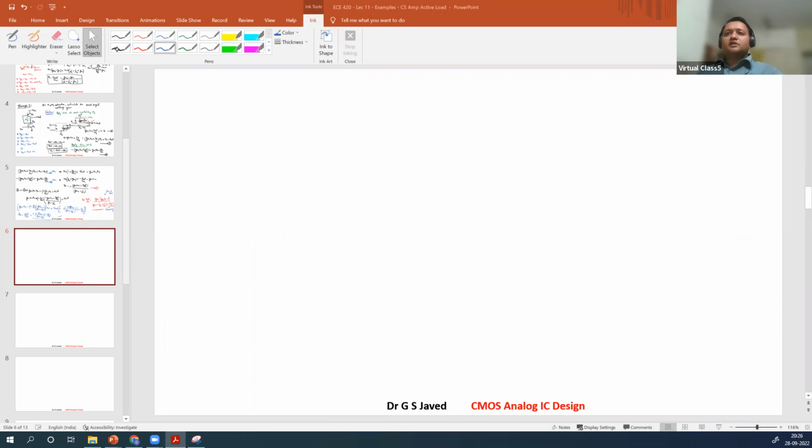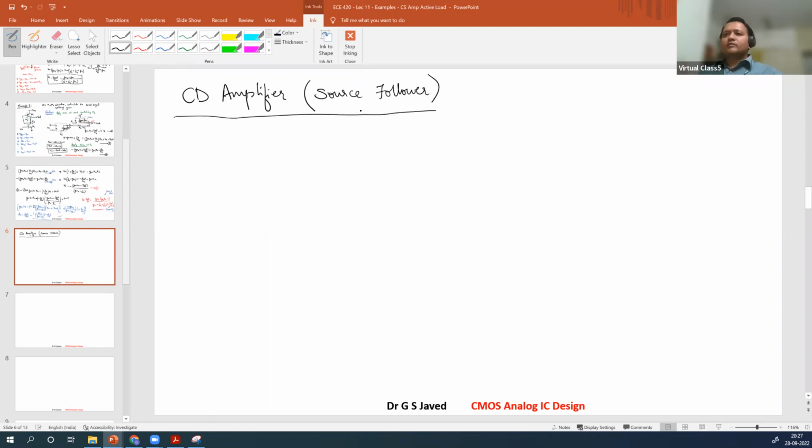Next, let us introduce a new topic. Any questions now? Next topic, we will do something called a source follower, or CD amplifier, common drain amplifier. Before I start, any questions on the common source amplifier till now? No questions? Okay. Now, what is common drain? That means drain is common to both input and output.